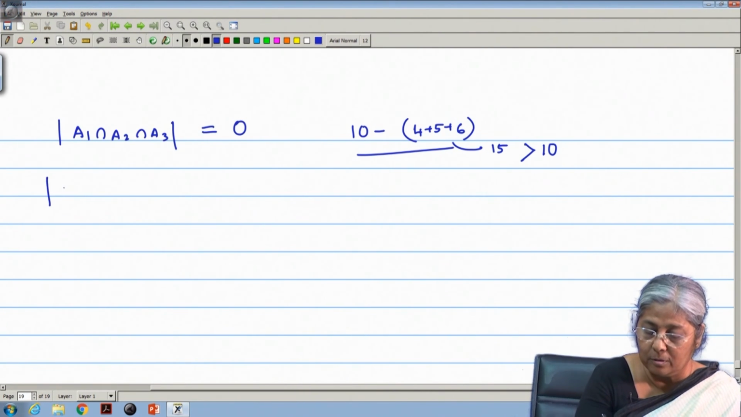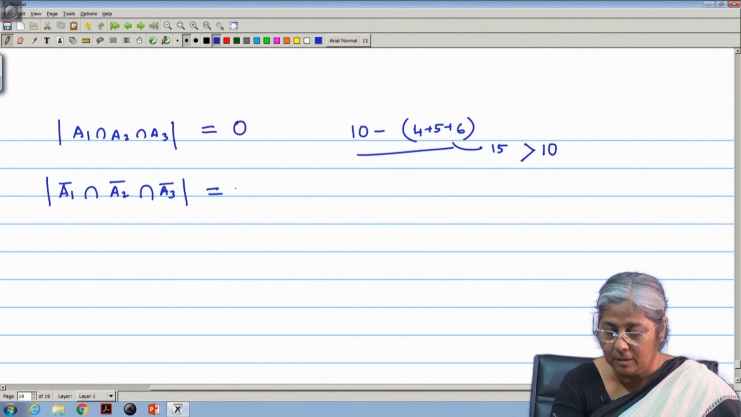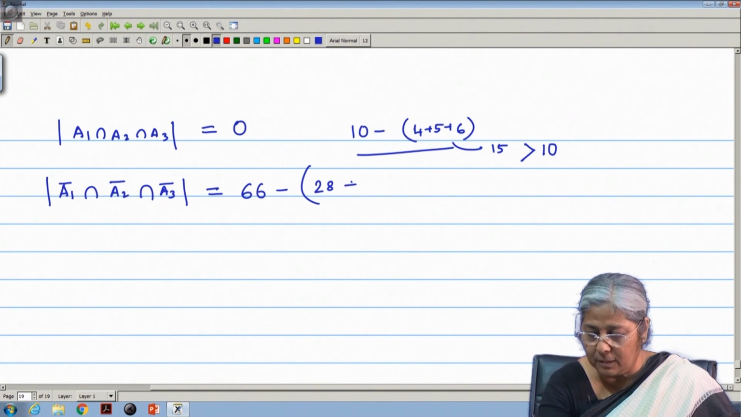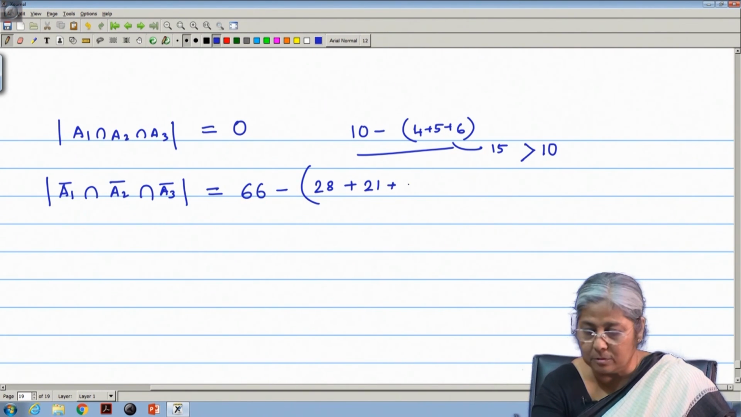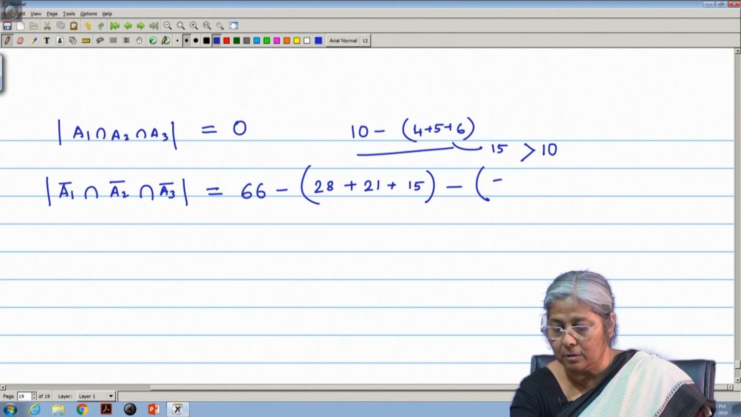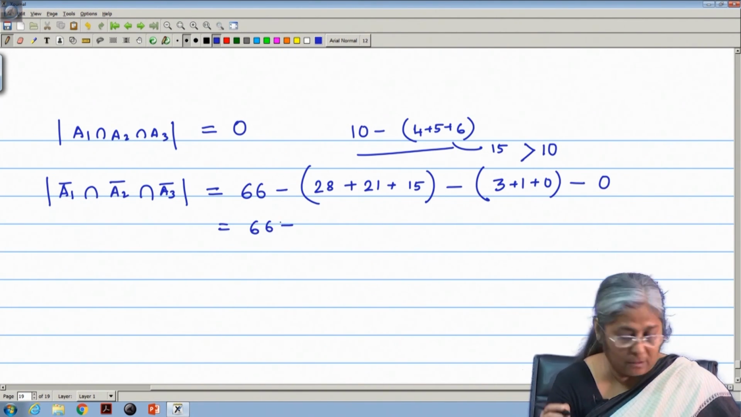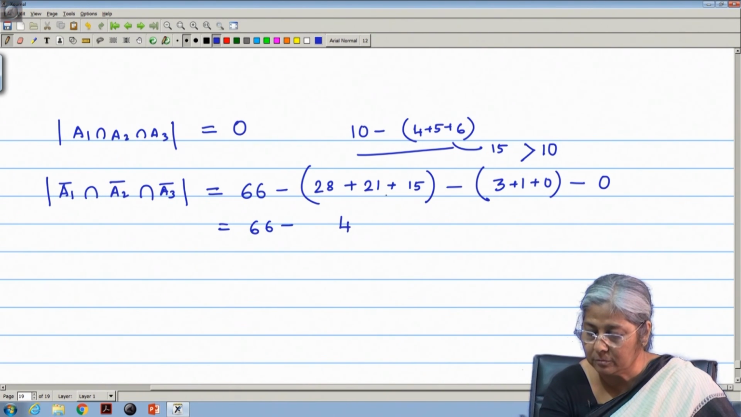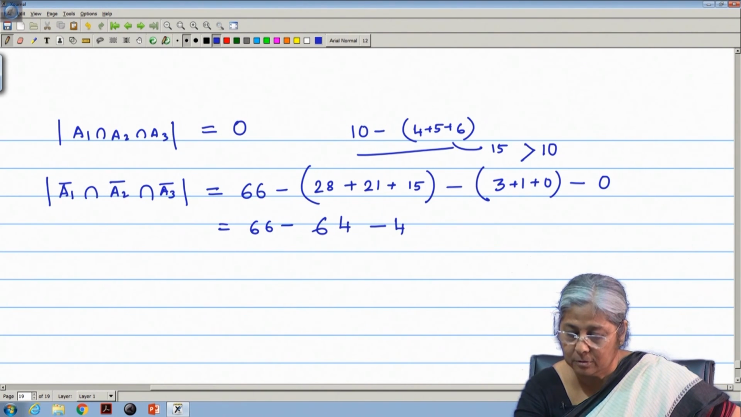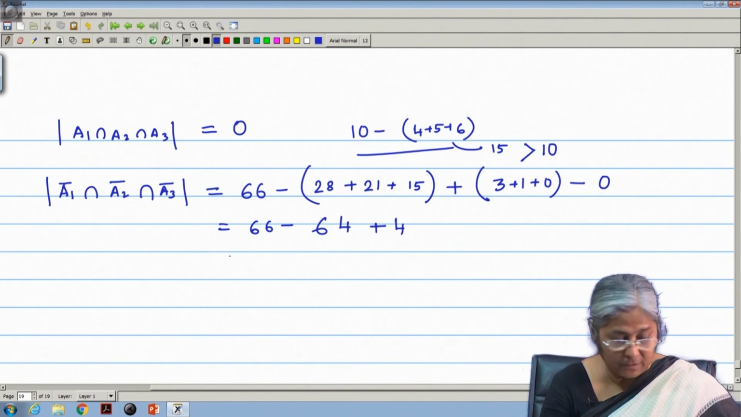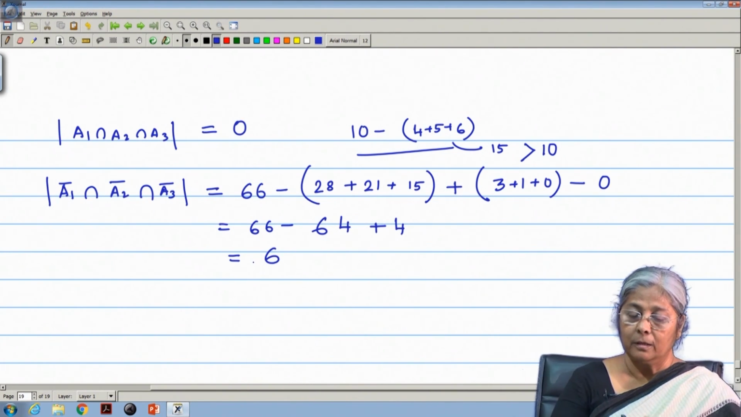Now if I put all those values into the inclusion exclusion principle, I get S, that is 66, minus A1 which is 28, A2 which is 21, and this is 15. Then for the 2 combinations we got 3 plus 1 plus 0, and for the 3 combination it is 0 only. So, this becomes 66 minus 64, which is 2, plus 4, sorry, this term will be plus 4. So, this becomes 6.